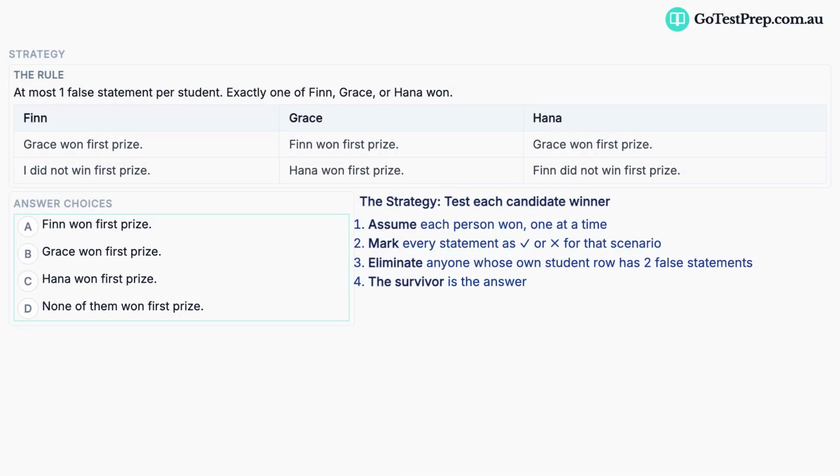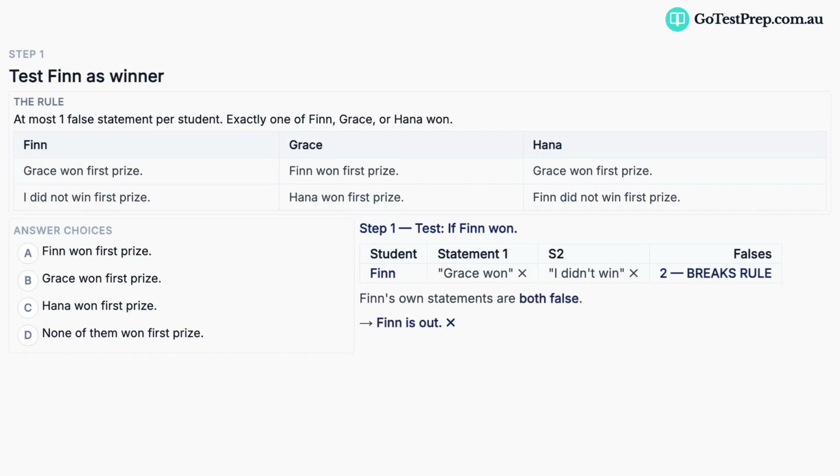For each trial, we go through all 6 statements and mark them true or false. If any student ends up with 2 false statements in that trial, that candidate is eliminated immediately. We test each candidate in turn until only one is left standing. All right, let's work through it.